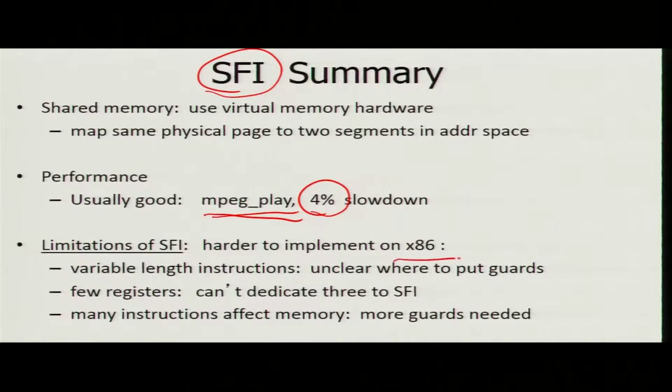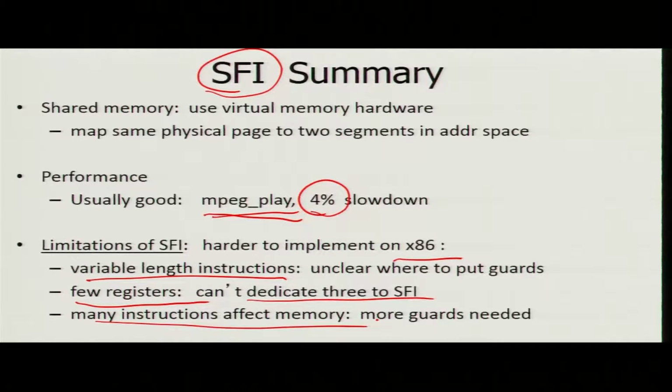It is harder to implement on x86, because you have variable length instructions, so making sure where to put the guards is difficult. It has fewer registers, so you cannot dedicate 3 registers for the fault isolation, and many instructions affect memory. So, more and more guards are needed.